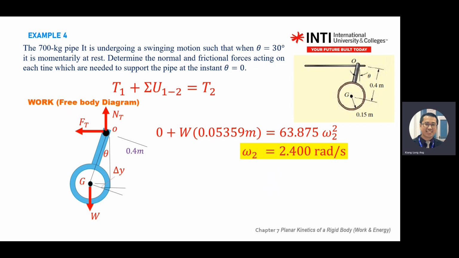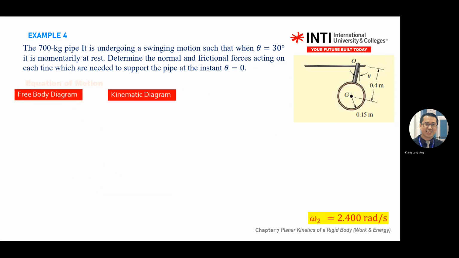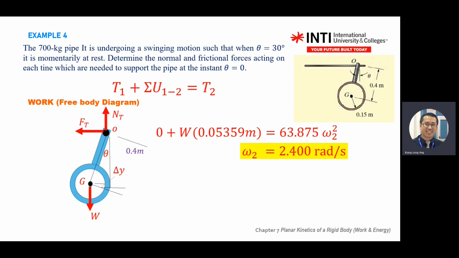Then your T2, you calculate already, 63 omega square. You solve for the quadratic equation. You square root it, you get positive, negative. You choose the positive value. But here, you still do not solve for normal force yet. You only solve for omega.